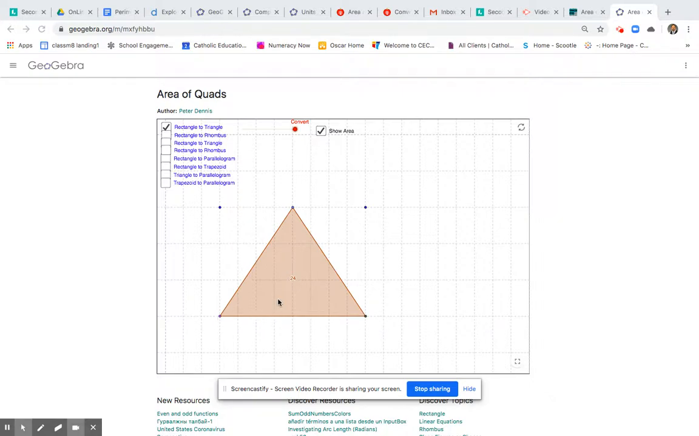The base here is 8. You may not be able to see the grid, but 1, 2, 3, 4, 5, 6, 7, 8, and the height is 6. So half of 8 times 6 equals 24. But why do we get half the base times the height for a triangle?